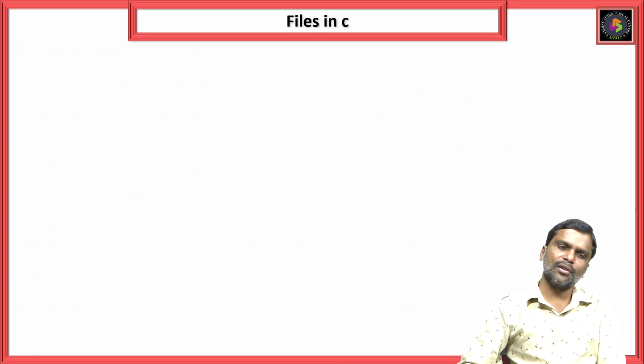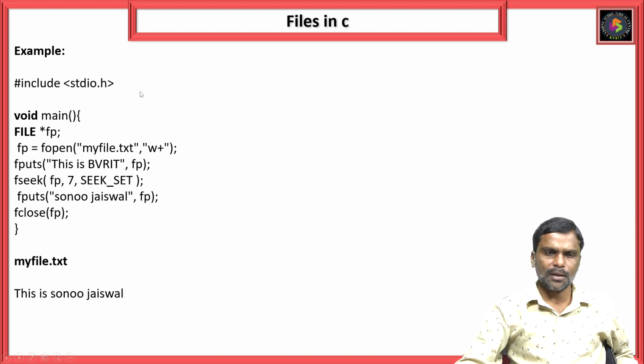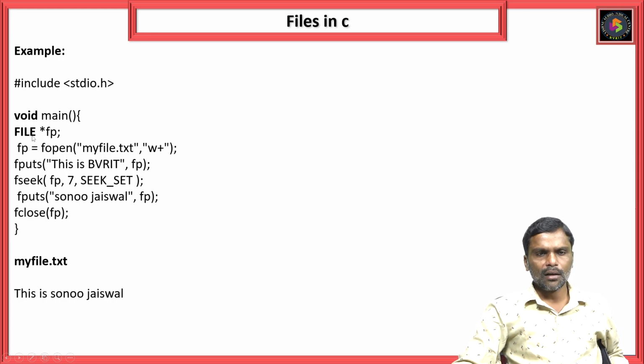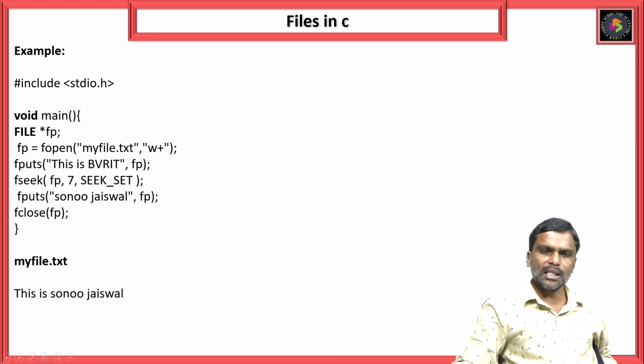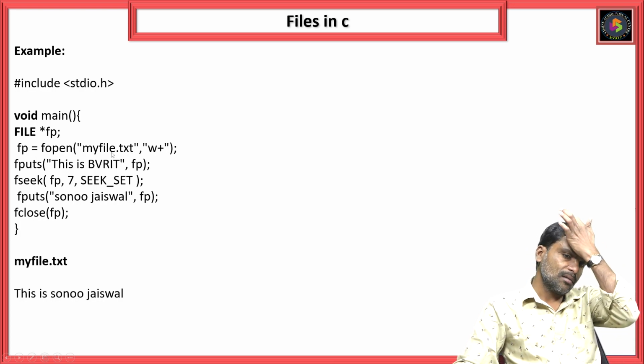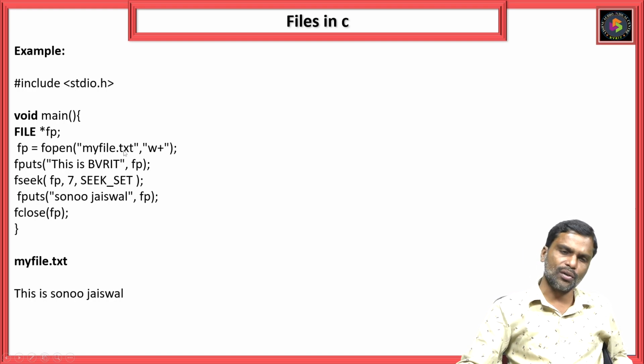Let us see the simple program I have taken here. We have included stdio.h, the header file for common input output functions. Then void main, opening brace, file declaration: FILE asterisk fp, the file pointer. Before we write or read, we have to open the file. fp is equal to fopen, this is the syntax. My file name is myfile.txt. As I am taking a text file, I am using .txt. If you want to take a binary file, we use .bin. Then w plus, which is a mode that indicates read and write operation.